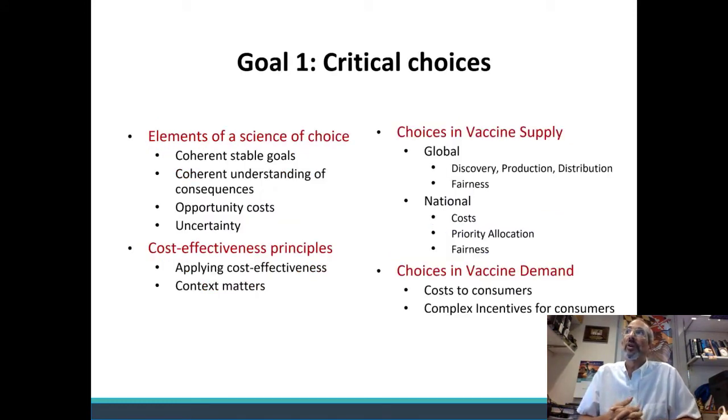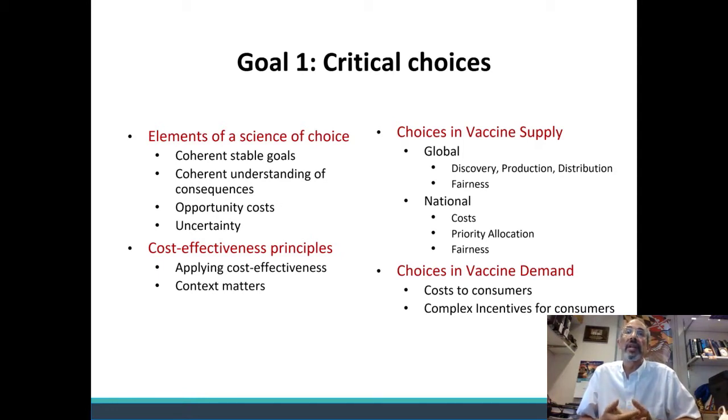So the first goal, these critical choices, we will build up the elements of economics as a science of choice. And when we establish what is a science of choice, we have some foundations and fundamental elements that we have to have. In order for there to be a science of choice, those who are doing the choosing have to have a goal. It has to be a coherent and stable goal. We can't do this if we can't understand the goal or if the goal keeps changing every other week. Then we have to have a coherent and shared understanding of the consequences. Those who share the problem have to share their understanding of what happens from their choices. If they don't agree on a shared model and a shared understanding of the problem, then we basically have what we call a Tower of Babel, where they can't communicate and can't understand and can't take collective action.